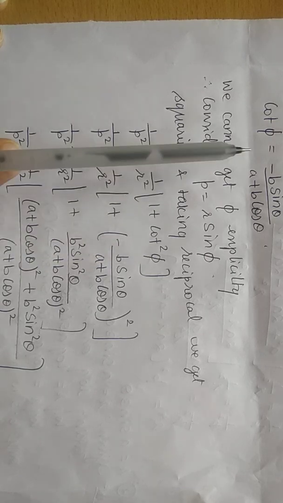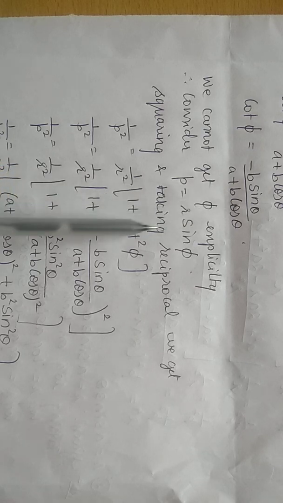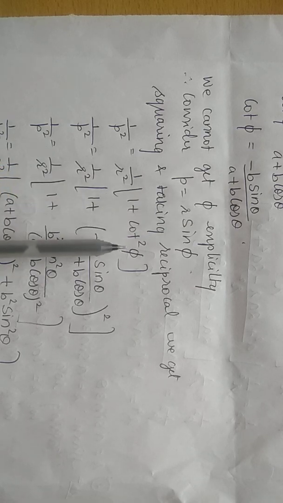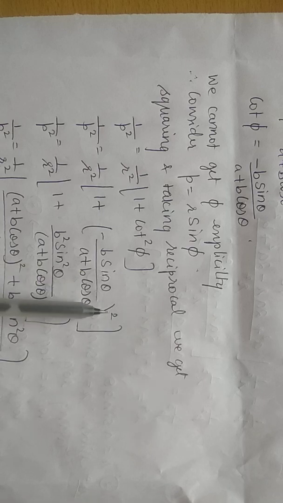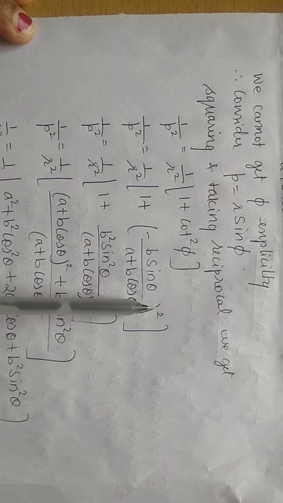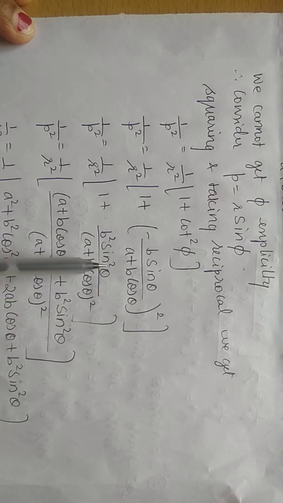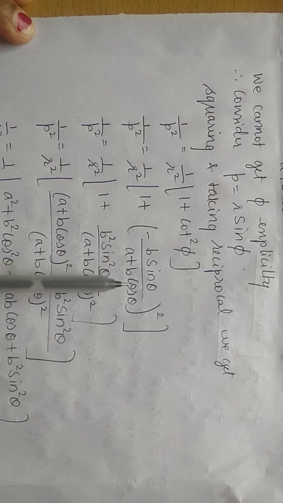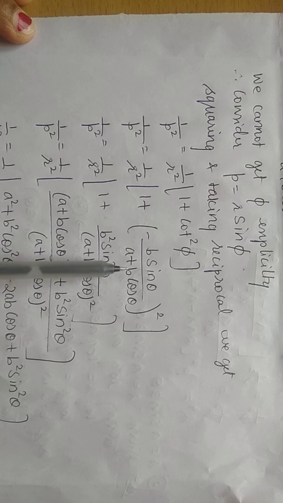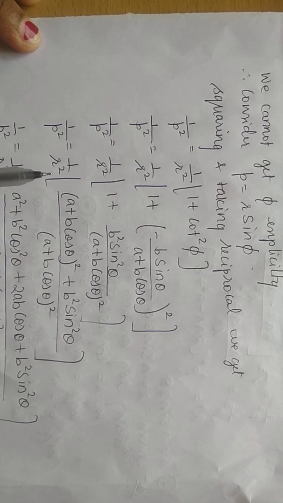What is cot phi? As per the above, we have got minus b sin theta upon a plus b cos theta. So cot square phi is minus b sin theta upon a plus b cos theta, the whole square. 1 as it is, the minus square is going to become plus, b sin theta the whole square becomes b square sin square theta, and the denominator is a plus b cos theta the whole square. You cannot split the square for these two terms. So you have to keep a plus b cos theta the whole square as it is.